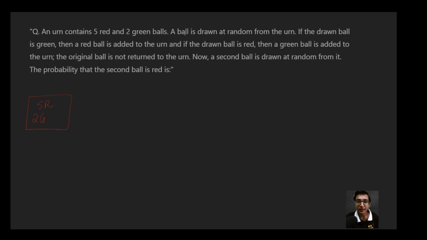Now what are they saying to us? A ball is drawn at random from the urn. If the ball drawn is green, then a red ball is added to the urn. That means once I draw a green ball, I add a red ball, and 1 green gets subtracted from the entire thing, right? Because I've taken out the green. Now if it is a green, I'm adding the red ball.